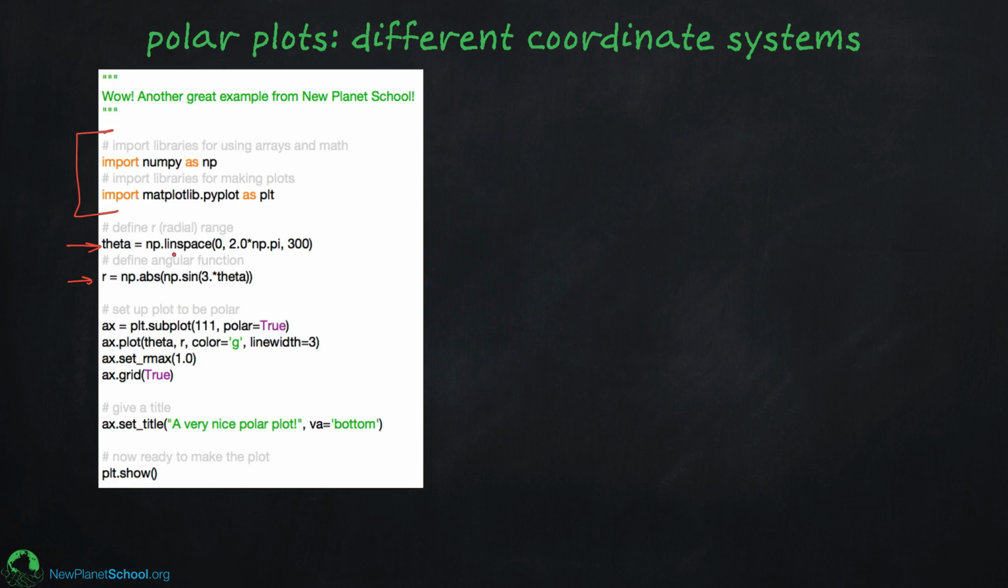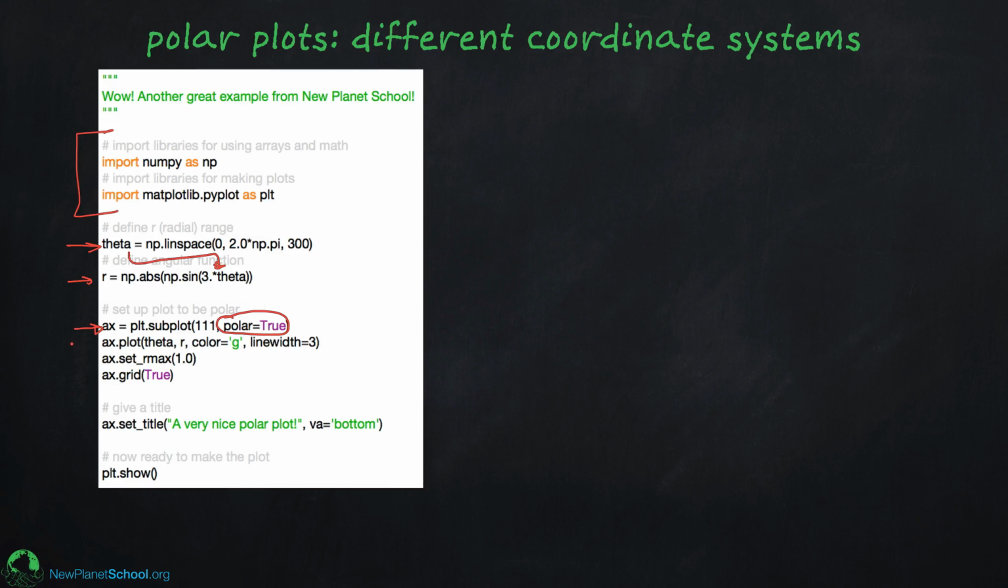I'm going to define angles from 0 to 2 pi, and I want 300 of them. And then I'm going to stick that into this function here, which happens to be sine of 3 times theta, and put that in my radius variable. Okay. And then this command right here tells it to use a polar plot. So whenever you want to do a polar plot, you just execute that command. Now you know how to do it.